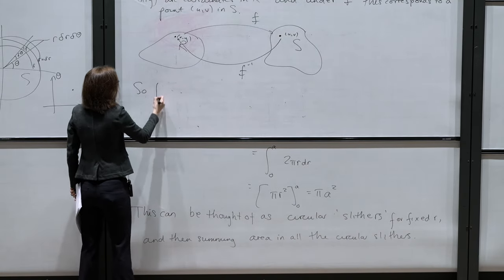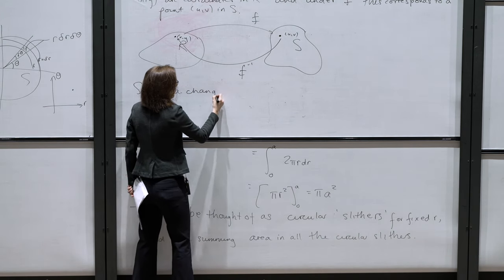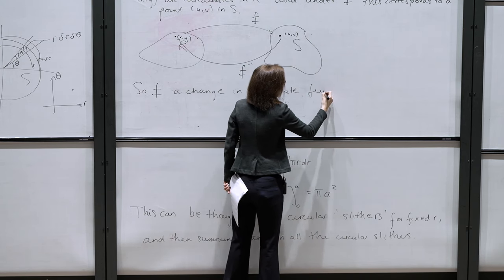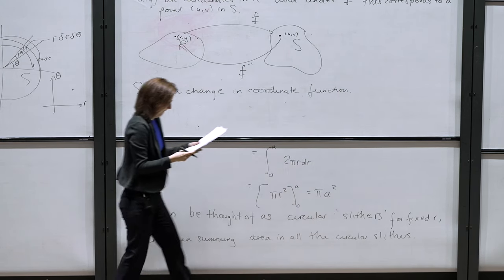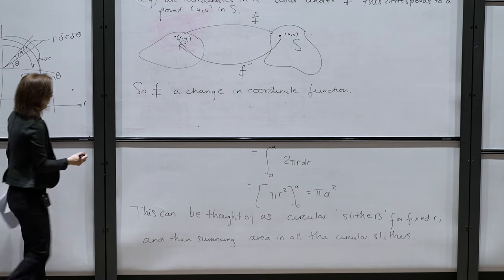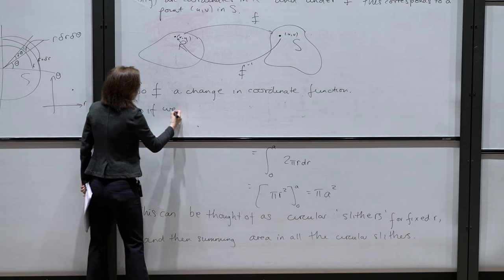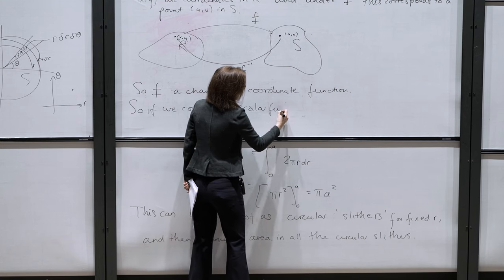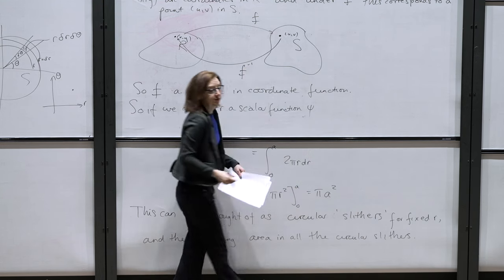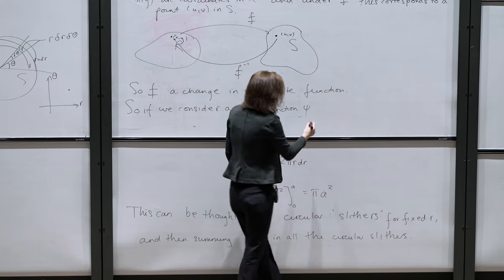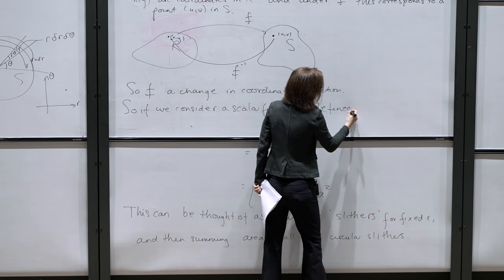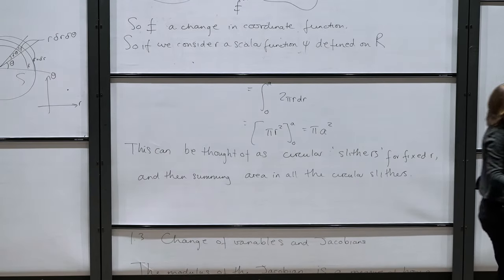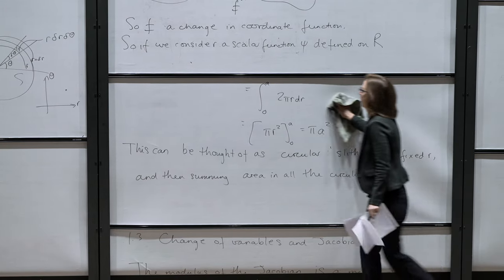So we call f a change in coordinate function. So if we now consider some scalar function, let's call it psi, to be a function of x and y defined on R, then we can consider an equivalent scalar function defined on S.